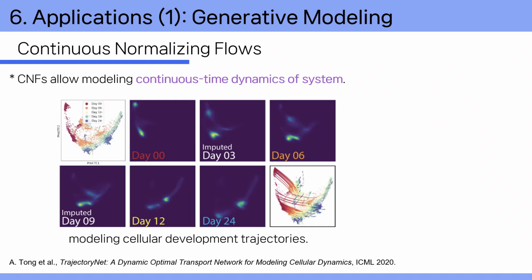Now let's see how CNFs can be used to model real continuous time dynamics. This example is from a model called TrajectoryNet. In many cases, like in biology, we only have data collected at separate time points, kind of like snapshots, not fully continuous trajectories. Usual methods can connect these snapshots, but they can't describe how things move smoothly over time. TrajectoryNet fixes this by using CNFs together with dynamic optimal transport so it can model how points continuously move from one distribution to another.